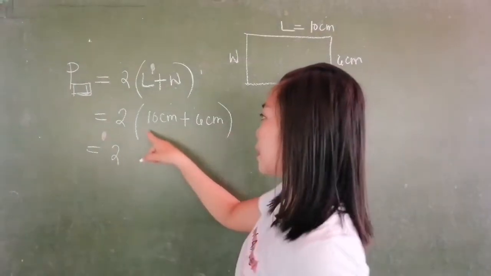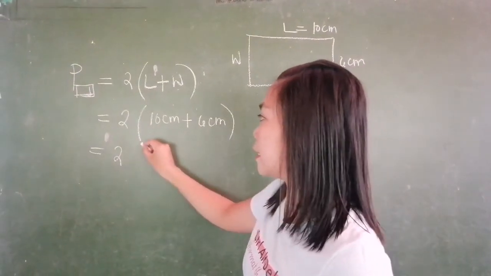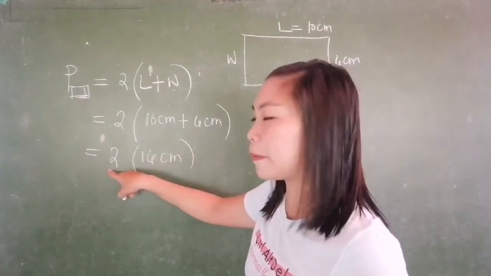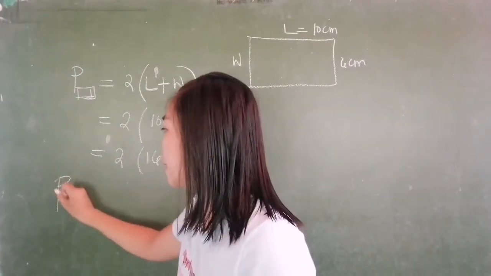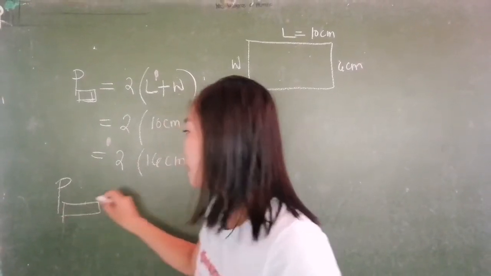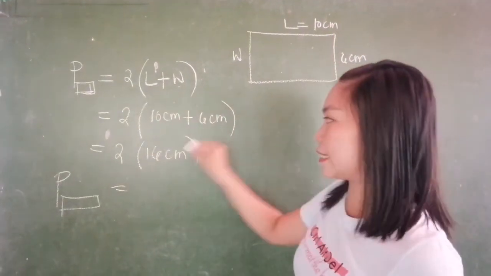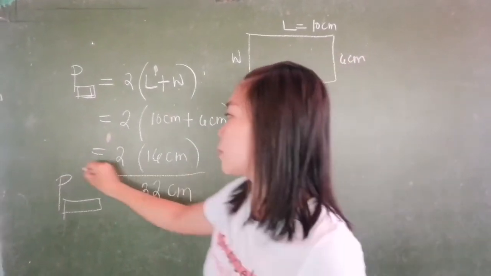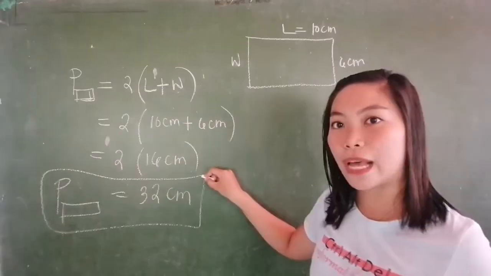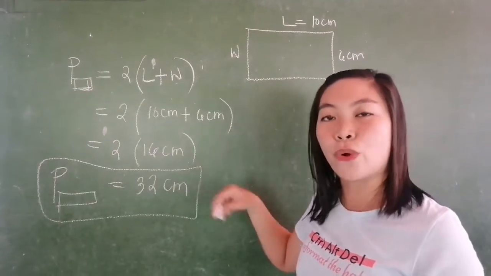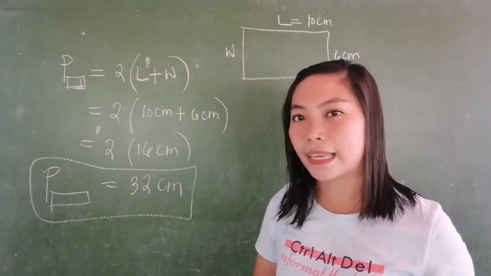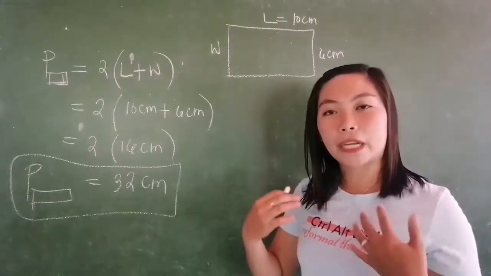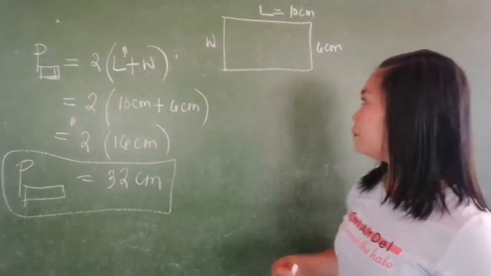Okay, inside the parentheses. So, 10 plus 6, that is equal to 16 centimeters. So, multiplying it by 2, therefore, the perimeter of a rectangle with dimension 10 by 6 is equal to 32 centimeters. So, just like that, you already have the value and the answer for the perimeter of a rectangle. As simple as that. Okay, now, let's move to the perimeter of a square.